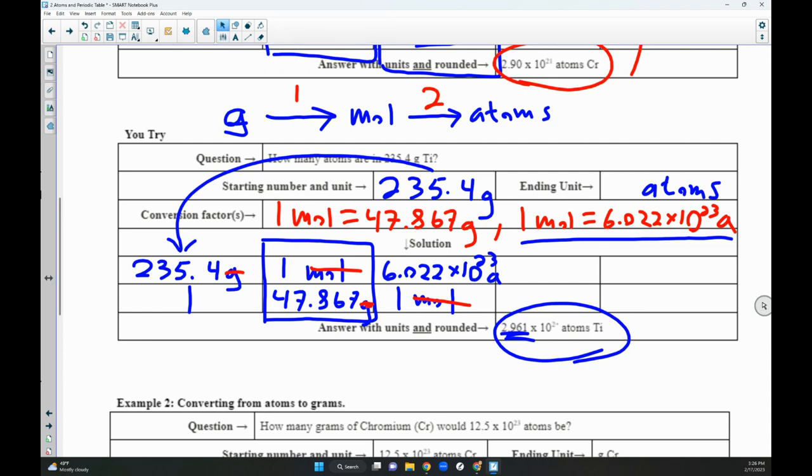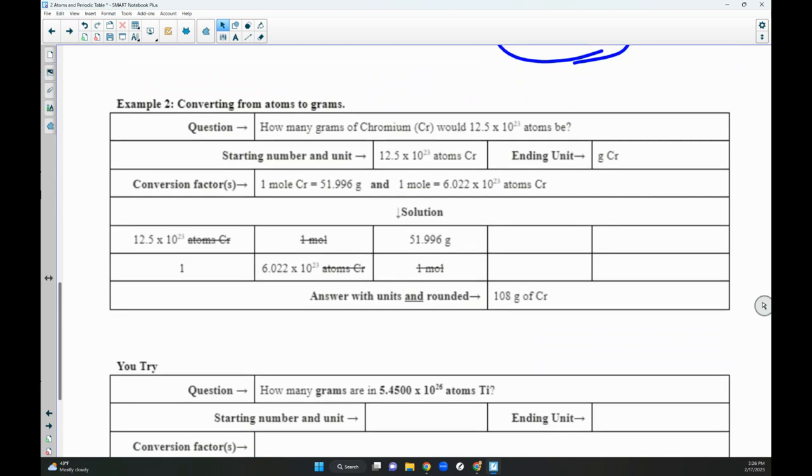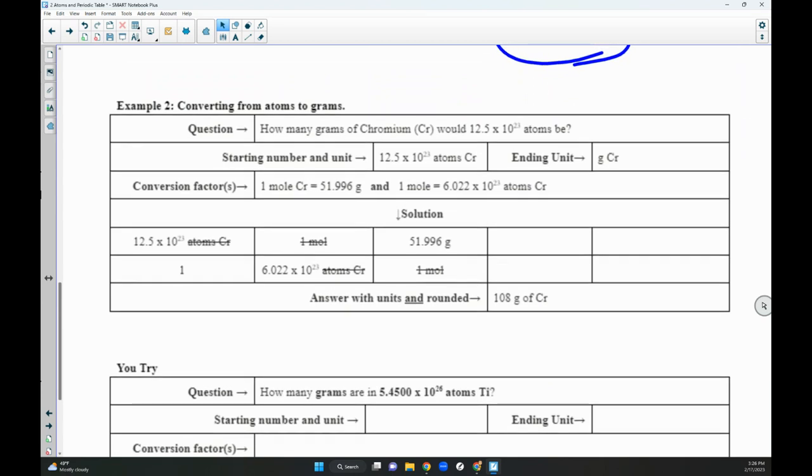Okay, let's move on to example number 2. If you feel like you've got this, of course, you don't have to keep listening to me. But some of you could benefit from an extra example, I'm sure. So example number 2, converting atoms to grams. Now we're going in the other direction here. The question is, how many grams of chromium would 12.5 times 10 to the 23rd atoms be? So we're starting with atoms, and we are converting to grams.